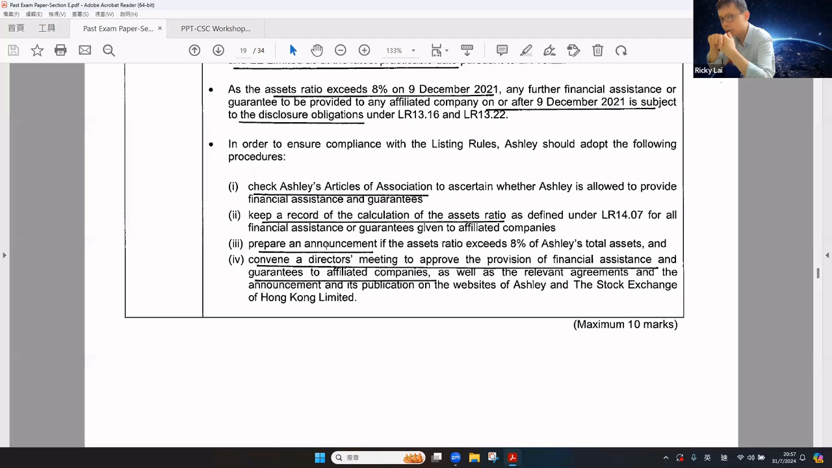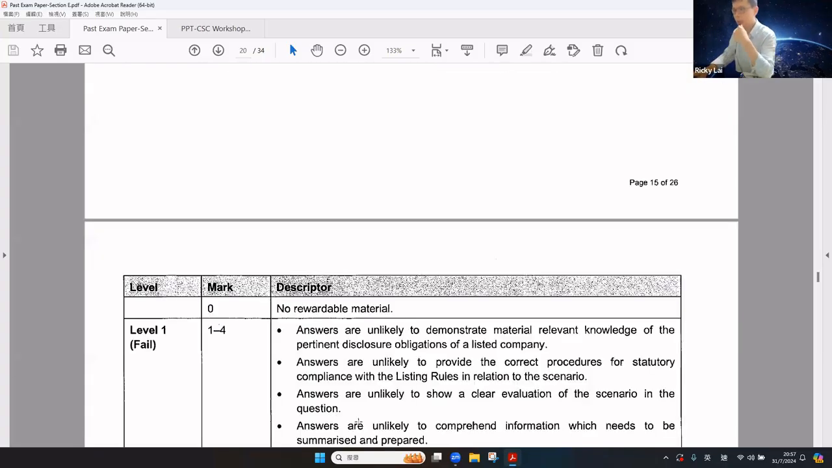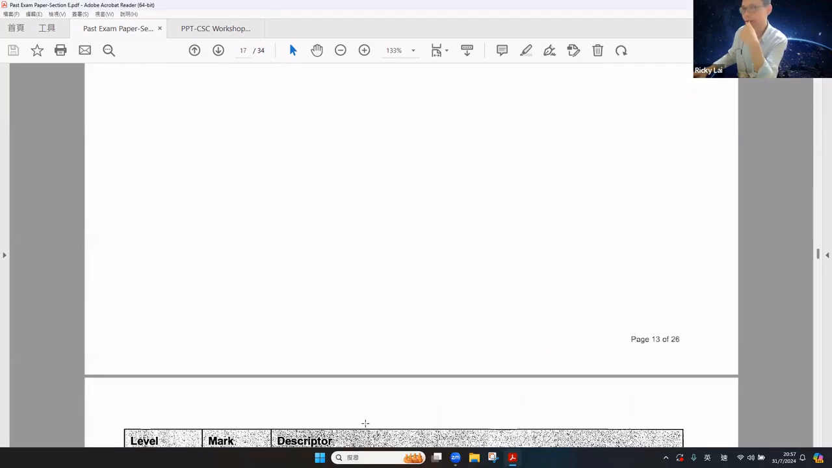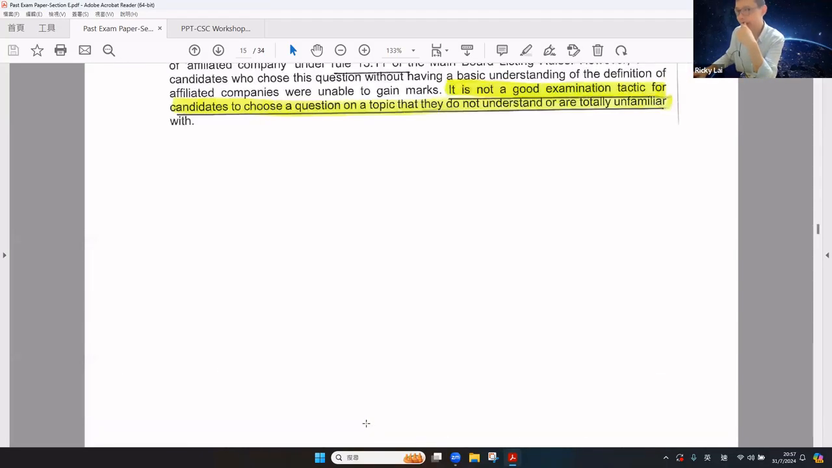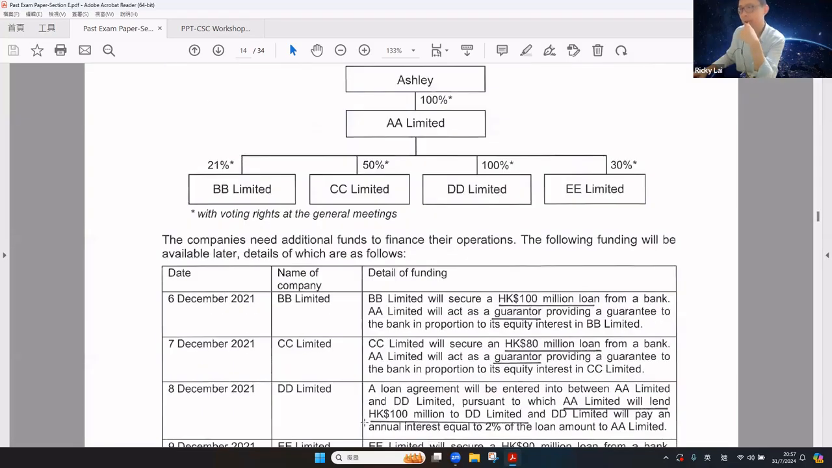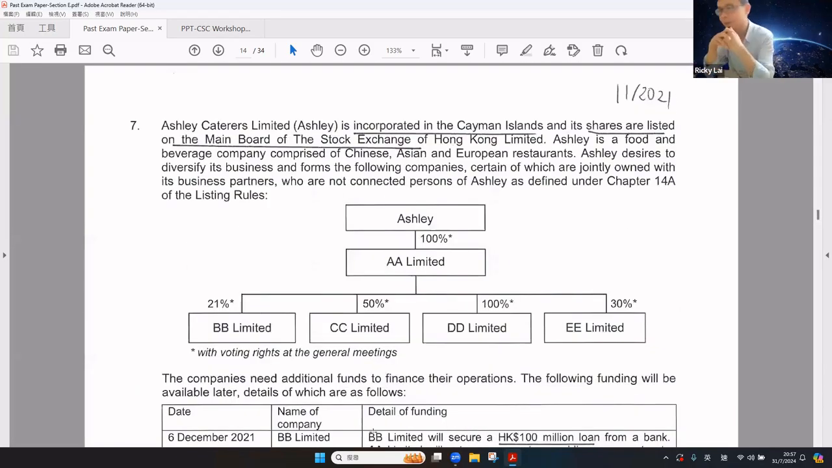the company should convene a director meeting to approve the provision of financial assistance and guarantee to the affiliate company, as well as the relevant agreement and the announcement and publication on the website of the company and the stock exchange. Okay, so that's the reason why the answer is really, really practical on the condition that you are familiar with the financial assistance and guarantee to the affiliate company. Okay, so that is very common.